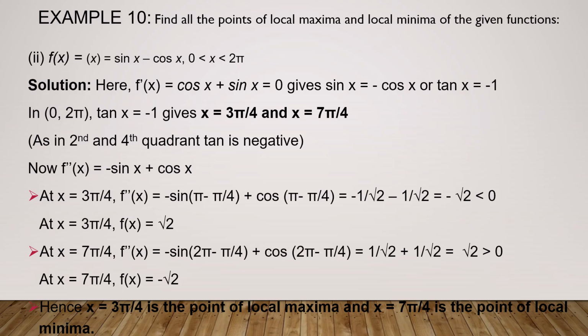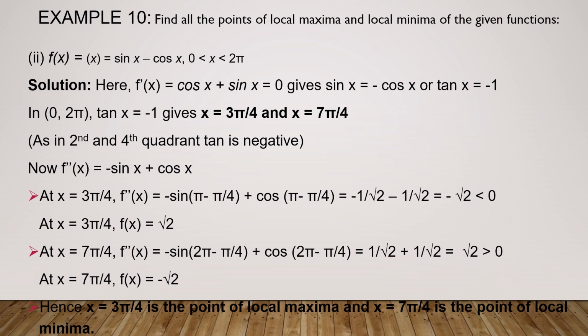Fourth quadrant sign is negative, and outside also a negative sign is there. So negative into negative will turn positive, so it will be 1 upon root 2. For cos of 2 pi minus pi by 4, cos is positive in the fourth quadrant, so it is 1 upon root 2. So it is 1 upon root 2 plus 1 upon root 2, which is 2 upon root 2, or root 2, which is greater than 0.